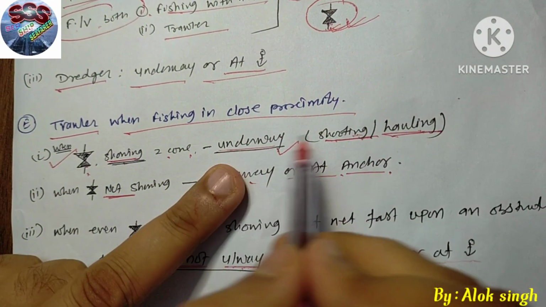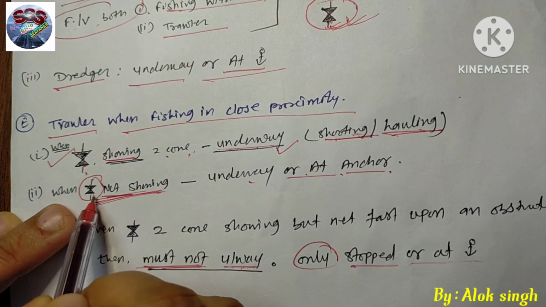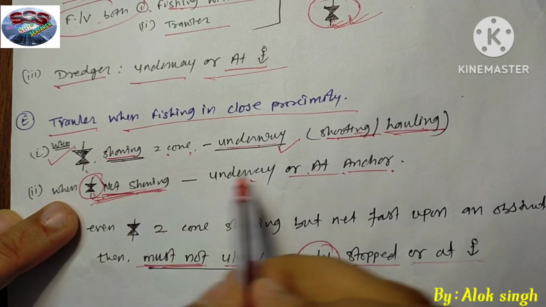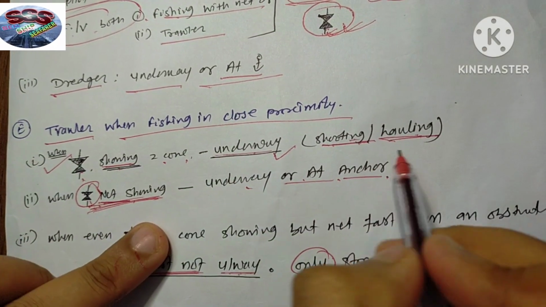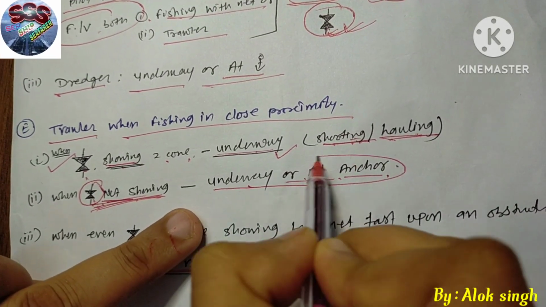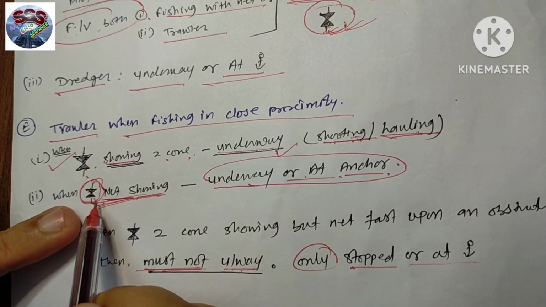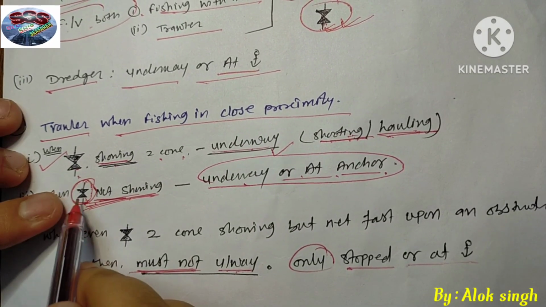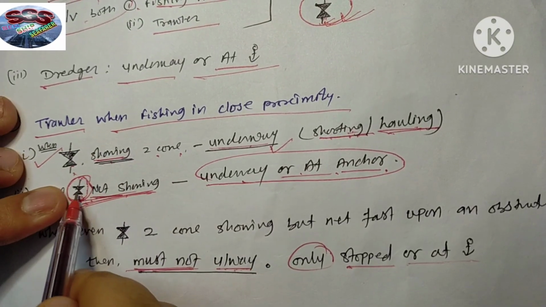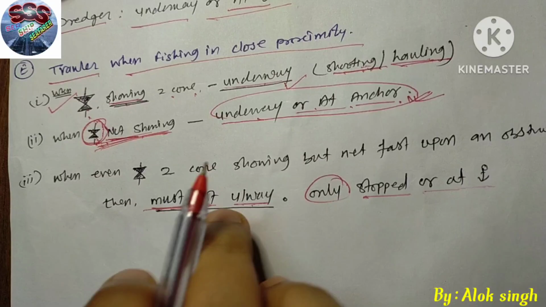When we see this and this vessel, then we say underway. When this signal is not shown, and it is shooting or hauling net, then in that condition we have to say underway or at anchor. Meaning, in short, we can say that this is the condition for underway. Wherever this one is shown, the vessel must be underway. If it is not there, the vessel might be at anchor. Why am I saying might?